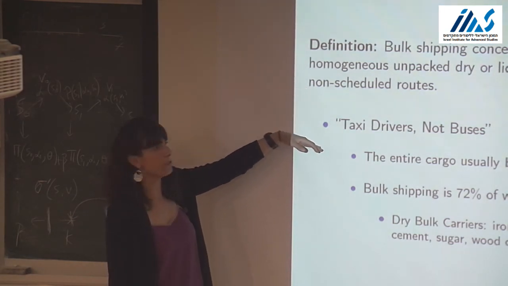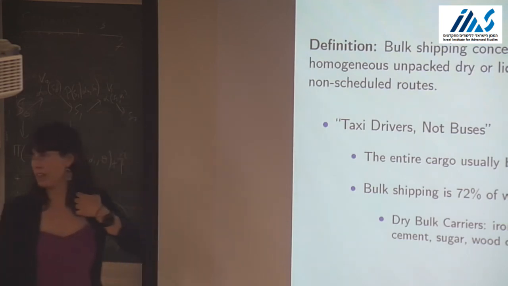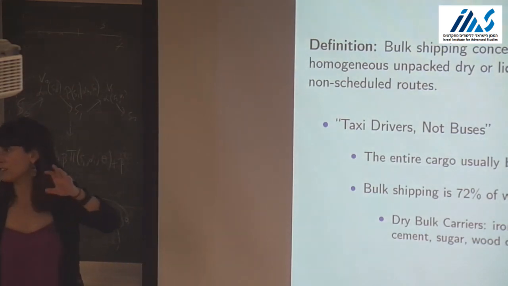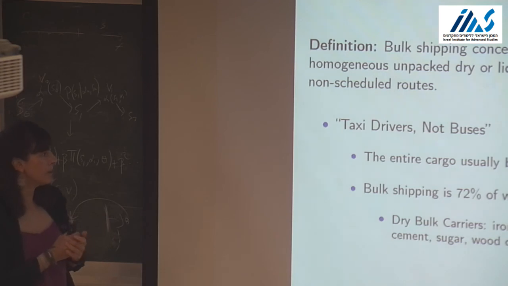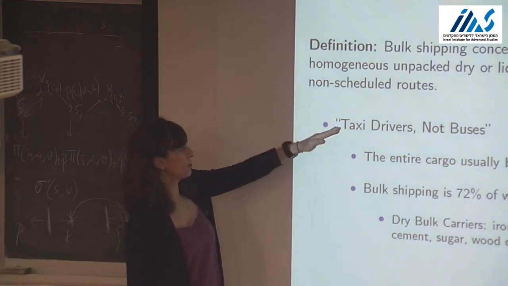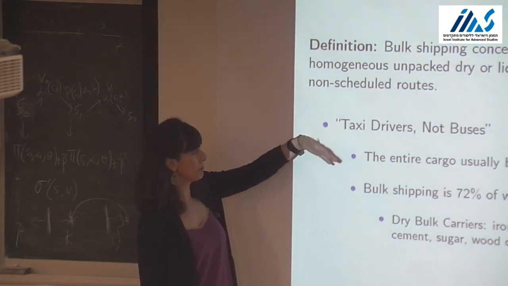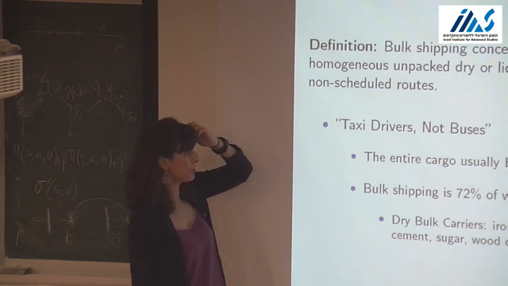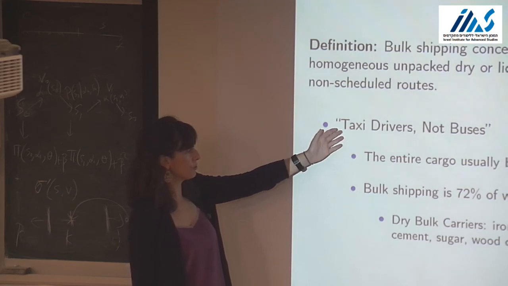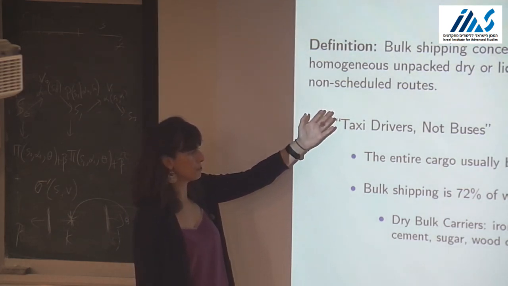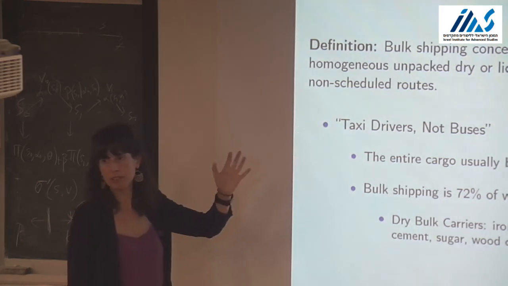So we'll come back to this after lunch, but basically think about these firms as taxi drivers. So these are ships. They meet an exporter, they carry his product from point A to point B, then they're going to meet another firm. So basically the entire cargo in a particular trip will belong to one exporter. And bulk shipping is fairly large in terms of tonnage. It's about 70% of trade and maybe 30% of value.